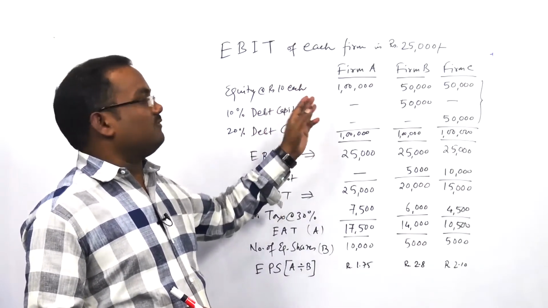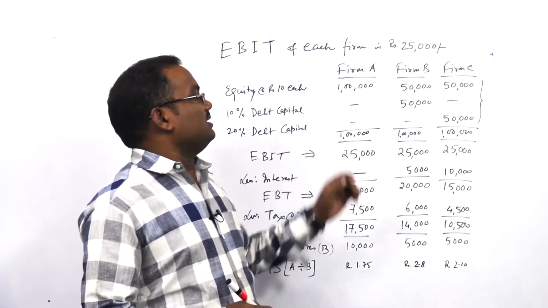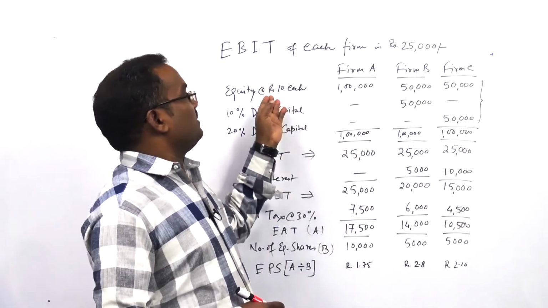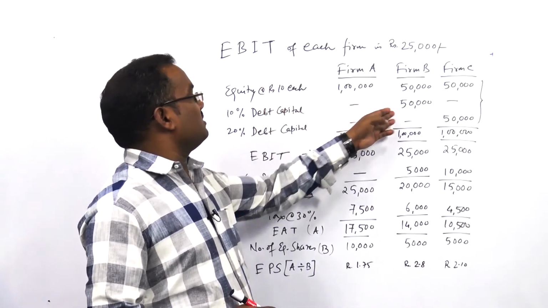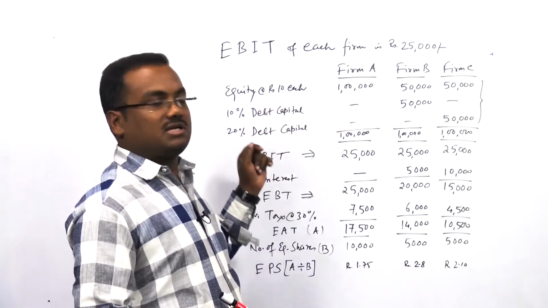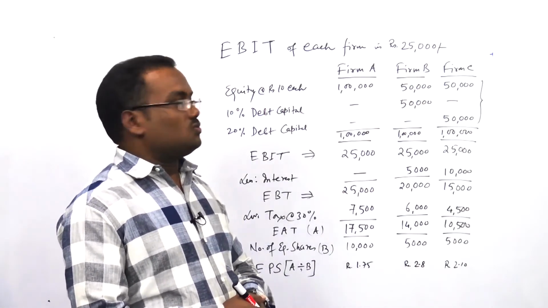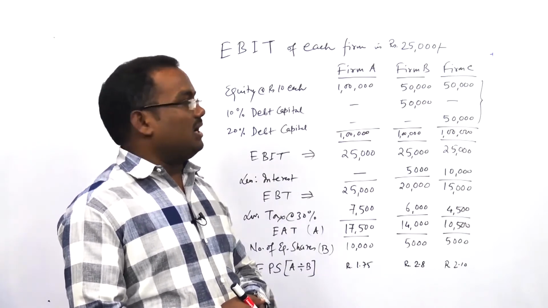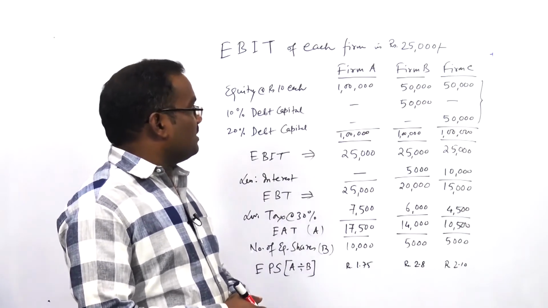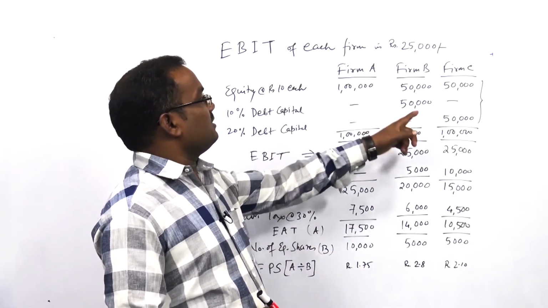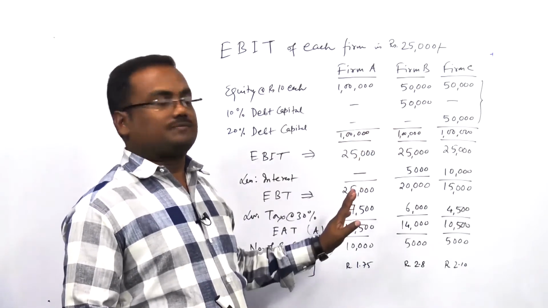That is the case of Form A. In case of Form B, they acquire rupees 50,000 by issue of equity shares of rupees 10 each and the remaining 50,000 with the help of 10% debt capital. And Form C, they acquire 50,000 by issue of equity shares at the rate of rupees 10 each and the remaining 50,000 from 20% debt capital. So these three firms acquire their 1 lakh from different sources.